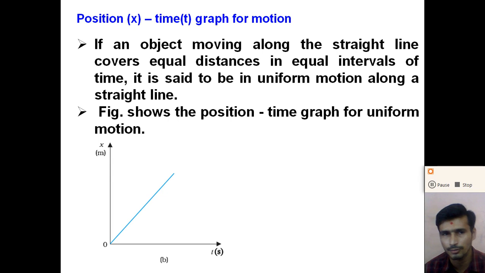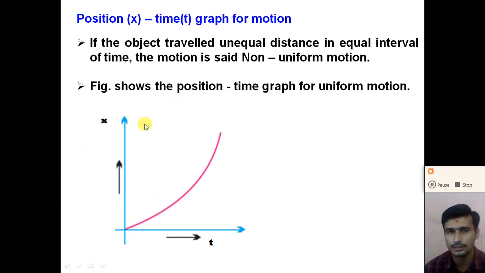So understand, dear student, uniform motion. What do you mean by uniform motion? When the object covers equal distance in an equal interval of time, the motion is said to be a uniform motion. And from the position-time graph, when the graph is a linear straight line, the motion is said to be a uniform motion, right? But instead of this, when the position-time graph is non-linear, the motion is said to be a non-uniform motion.